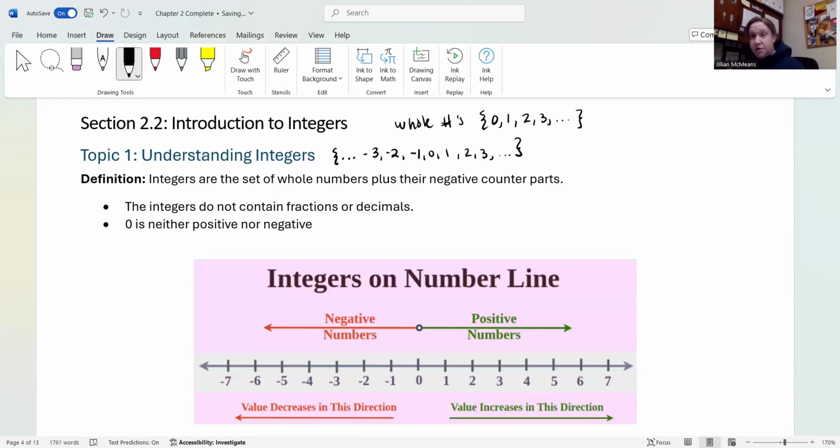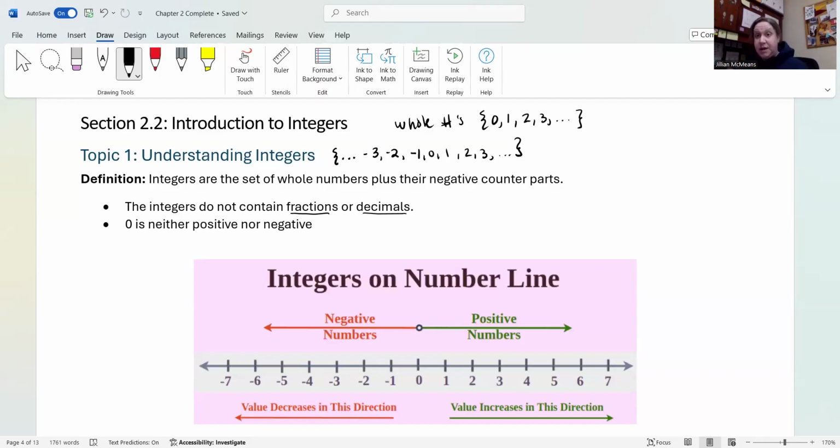So these numbers go forever in both directions, no fractions, no decimals, just nice, pretty whole numbers, and then their opposites, their negative counterparts, okay? So we do need to make note again that integers do not contain fractions or decimals at all, okay? And 0, when we're looking at the integers, we have positive numbers and we have negative numbers. 0 isn't positive or negative, it's just 0.